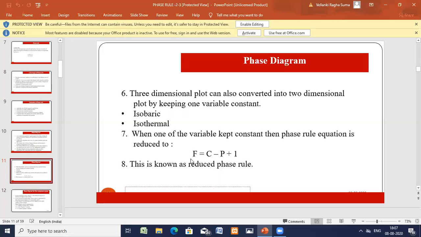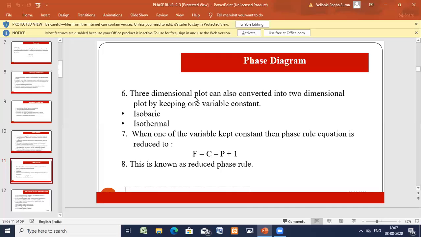Now the reduced phase rule for this three-dimensional plot. F plus P equals C plus 2, so F equals C minus P plus 2, as previously for the one component system, which is a two-dimensional plot. For a one component system, two-dimensional plot, the formula is F equals C minus P plus 2. For the two component system, it is a three-dimensional plot.